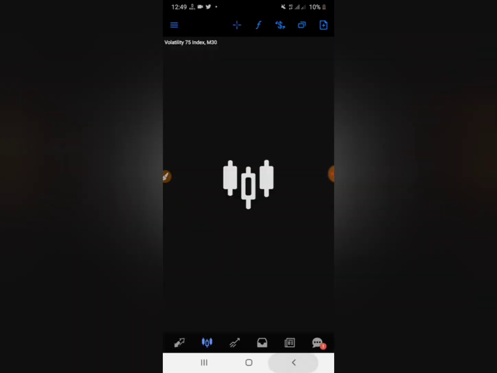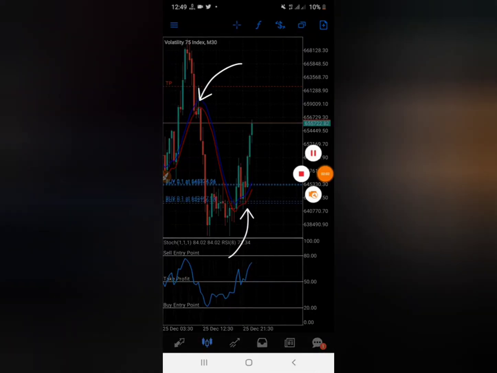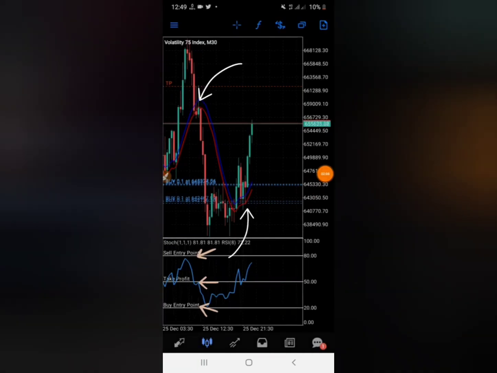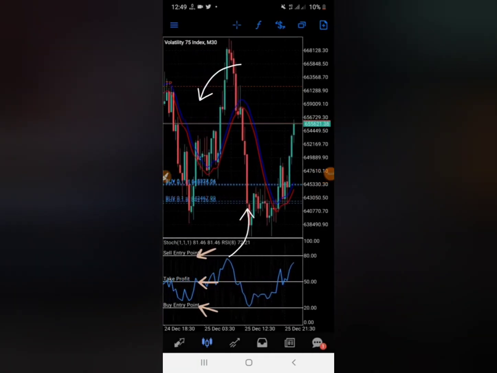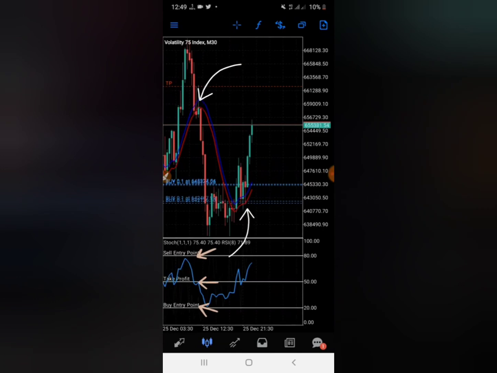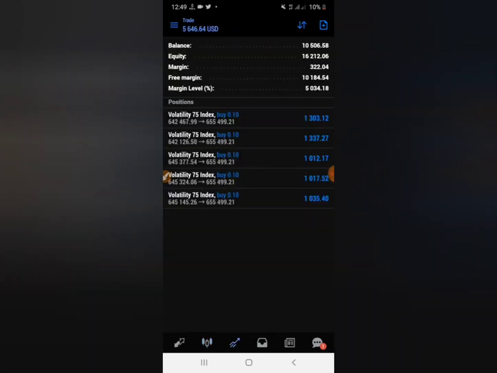Basically very easy, one of the simplest strategies on this channel, but very effective, as I always say. So that's all you will need to apply on your own account, on your chart.